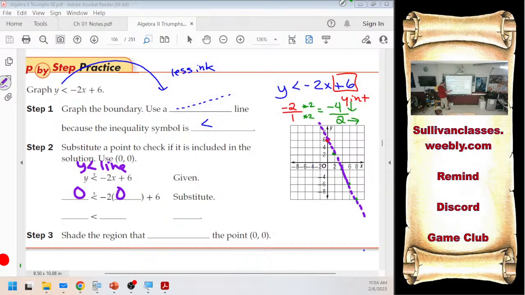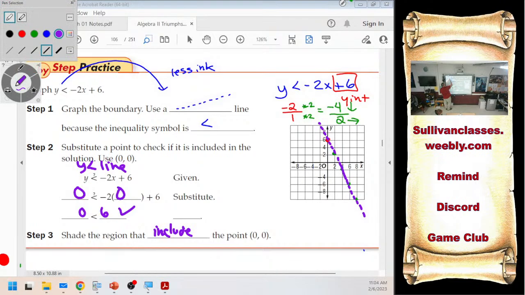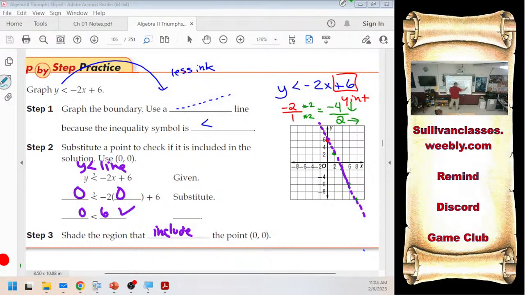And when I plug in 0, 0, I get 0 is less than 6, which is a true statement. So I'm going to include 0, 0. And when I include 0, 0, check that out, I'm shading down towards my 0, 0. So I shade everything over here. I see a lot of you who got graphs that look like that. As long as we can tell where the answer is, all right, you don't have to be an artist.